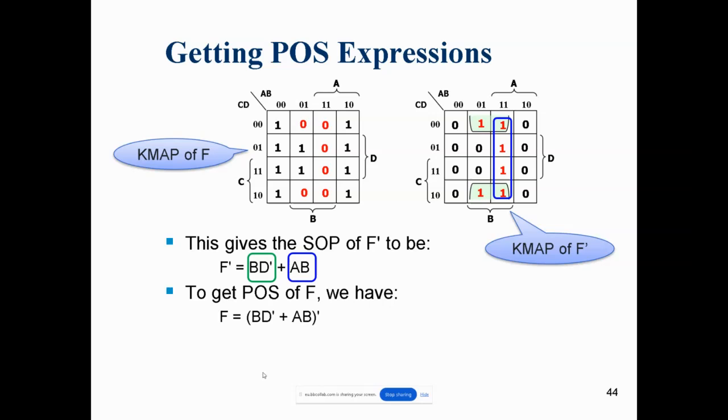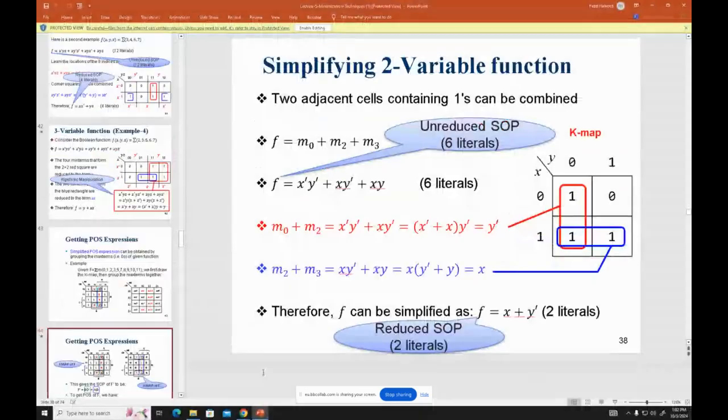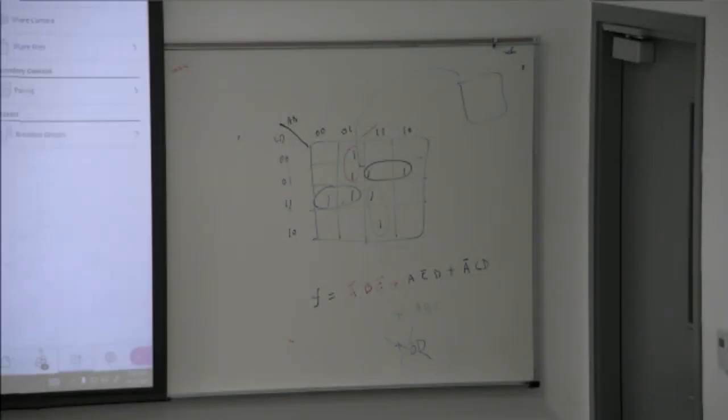So now we have this f bar, and then I can turn on the camera and stop sharing, and then I can explain it there.